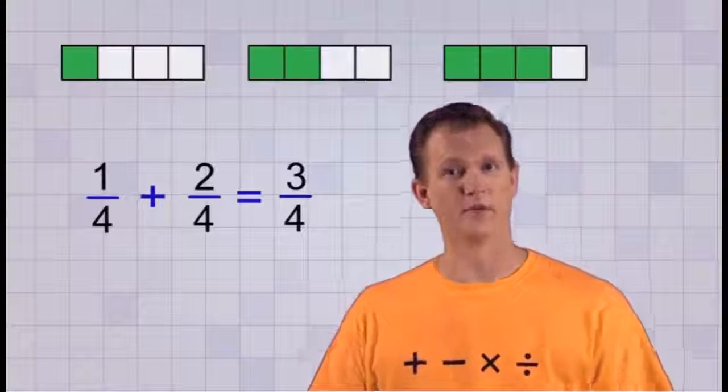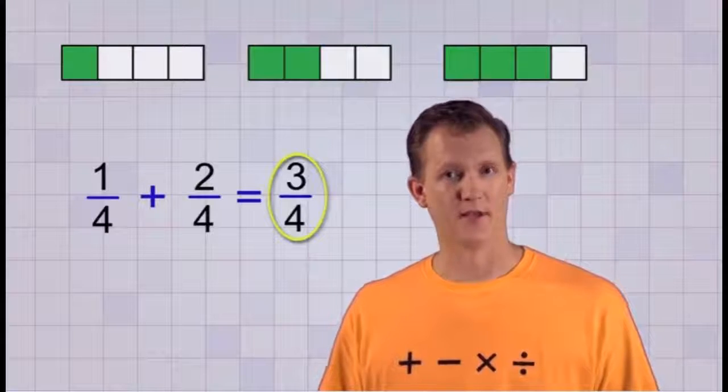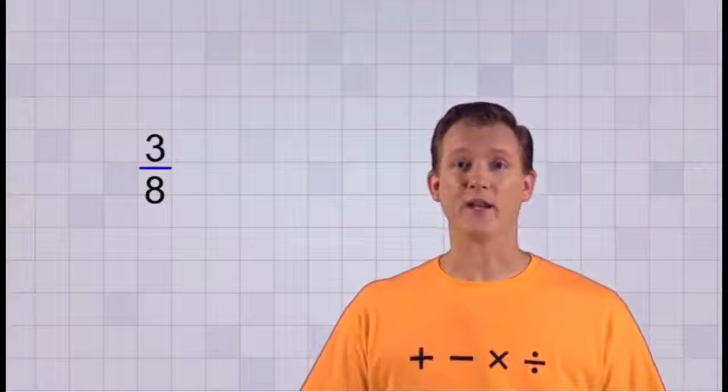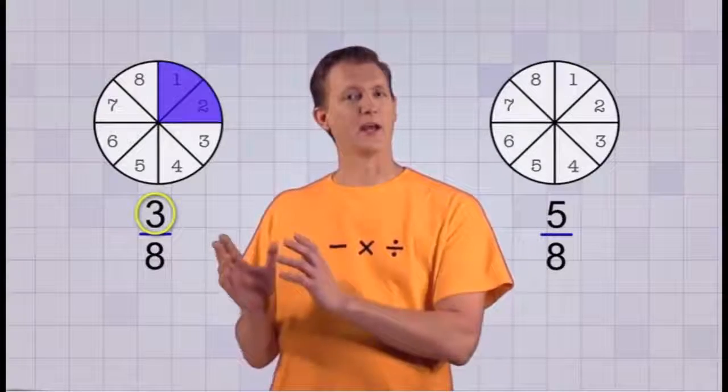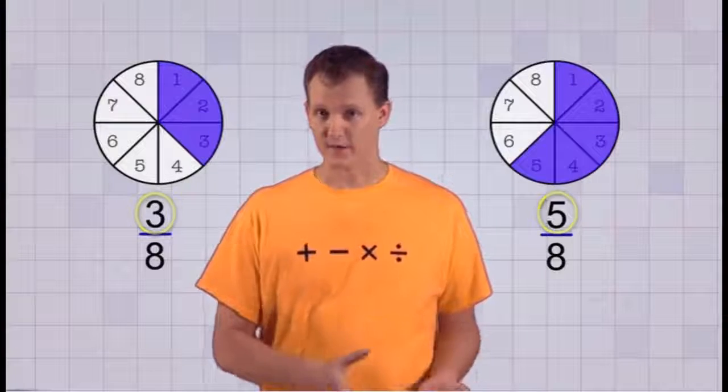So 1/4 plus 2/4 equals 3/4. Let's try another one. Let's add 3/8 to 5/8. Now we can use any shape we want, so I'm going to use a circle this time. So we have 3 out of 8 here and 5 out of 8 here.